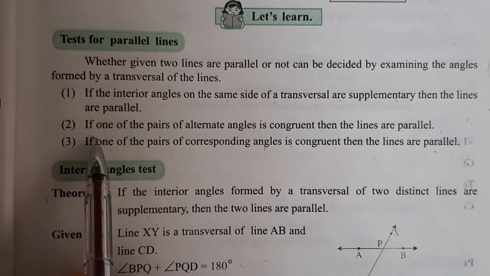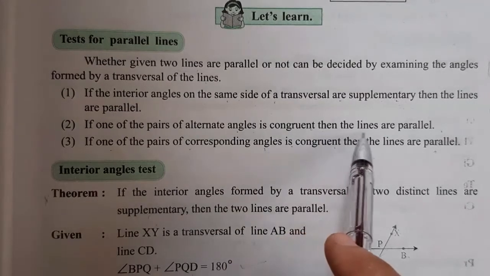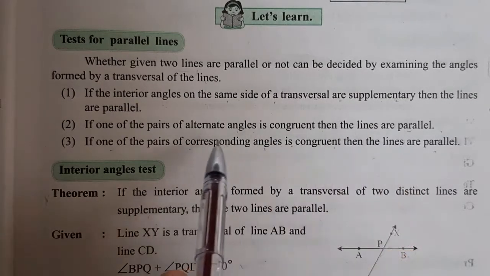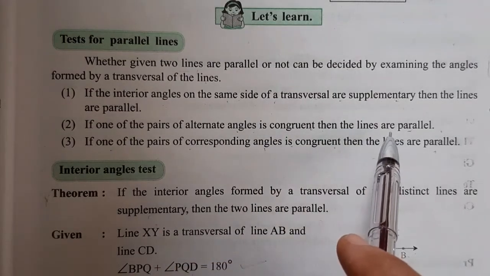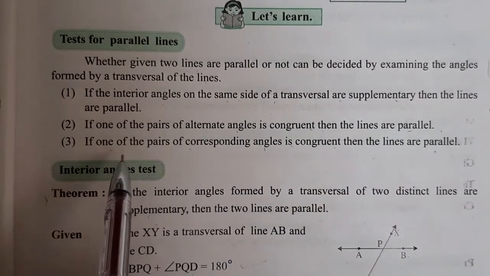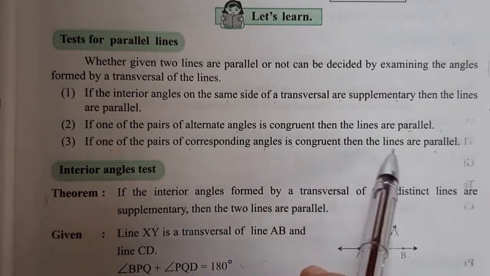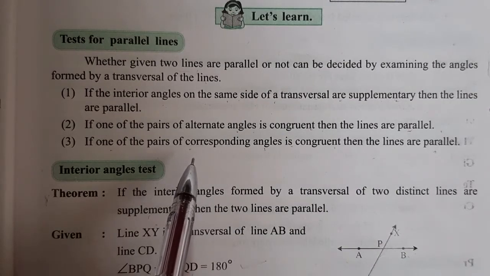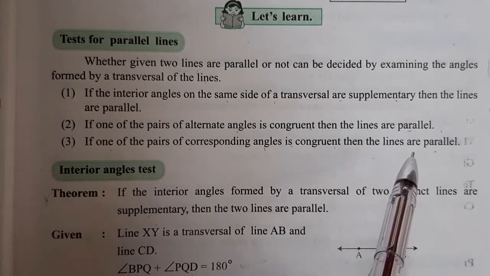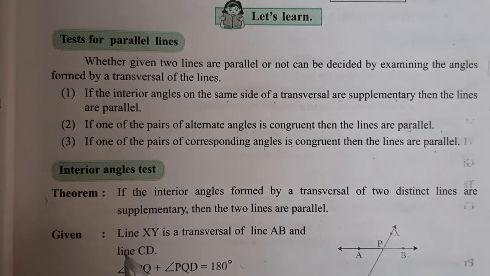Second one, if one pair of alternate angles is congruent, then the lines are parallel. If any one pair of alternate angles is congruent, then we can say the lines are parallel. And third one, if one pair of corresponding angles is congruent, then the lines are parallel. Now we will see these statements one by one through the theorems.